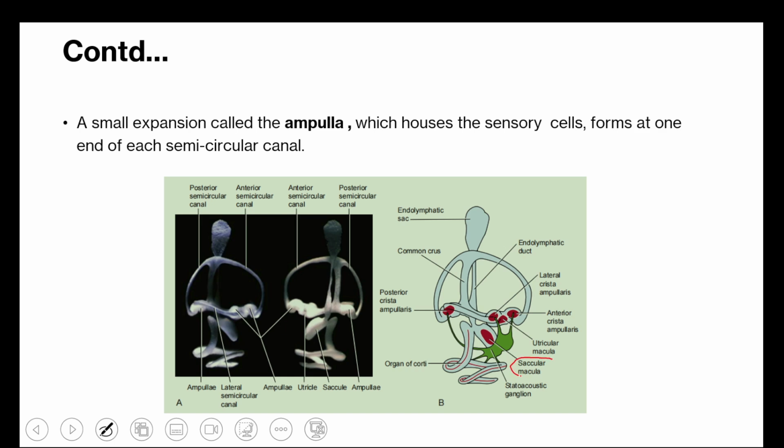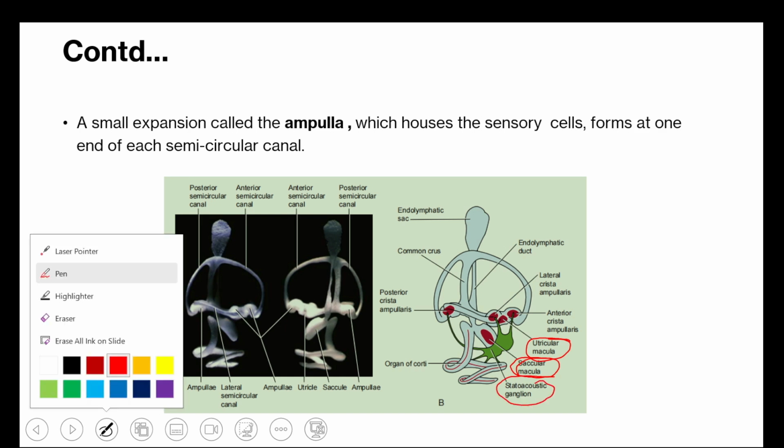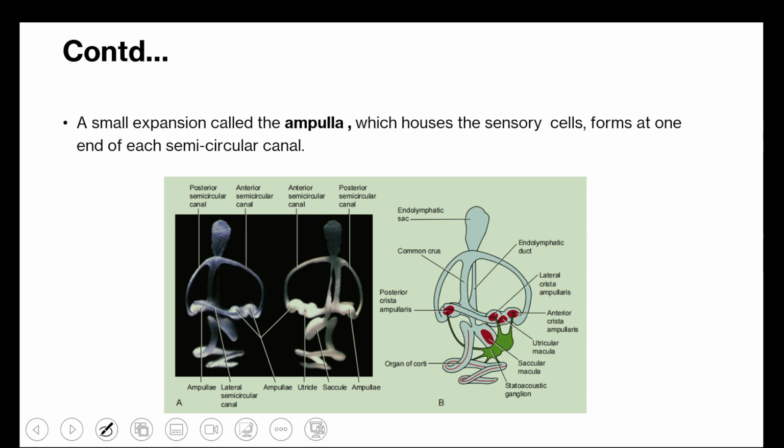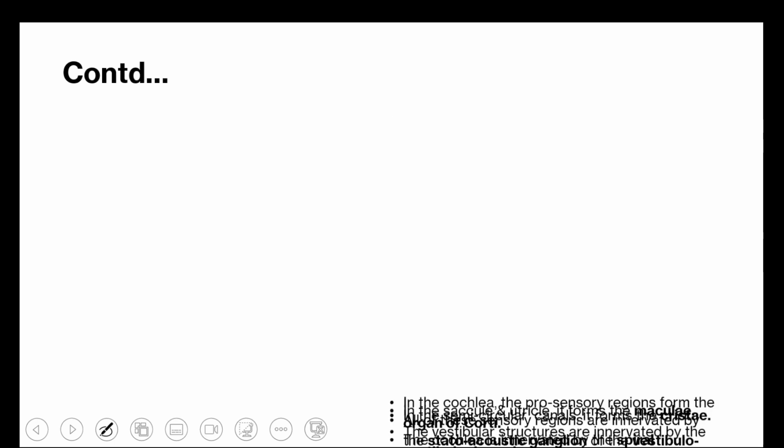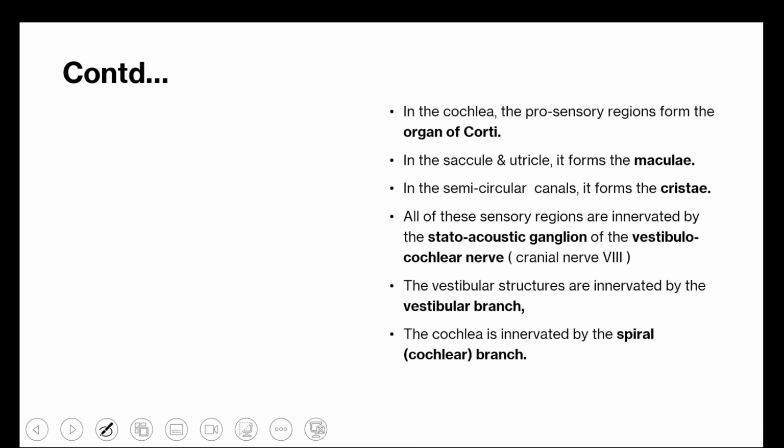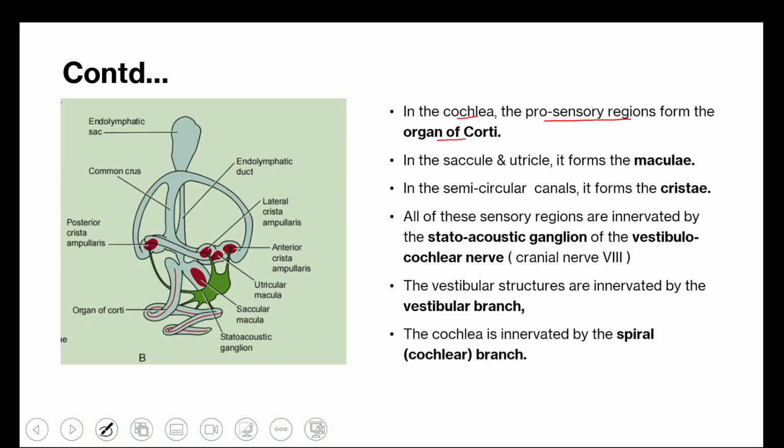saccule, that will also form the saccular macula, utricular macula, and the statoacoustic ganglion, which is found from the delamination of the young neurons. So all these things are being developed in the inner ear. Next we see that the prosensory regions in the cochlea will form the organ of Corti, and the saccule and utricle form the maculae.